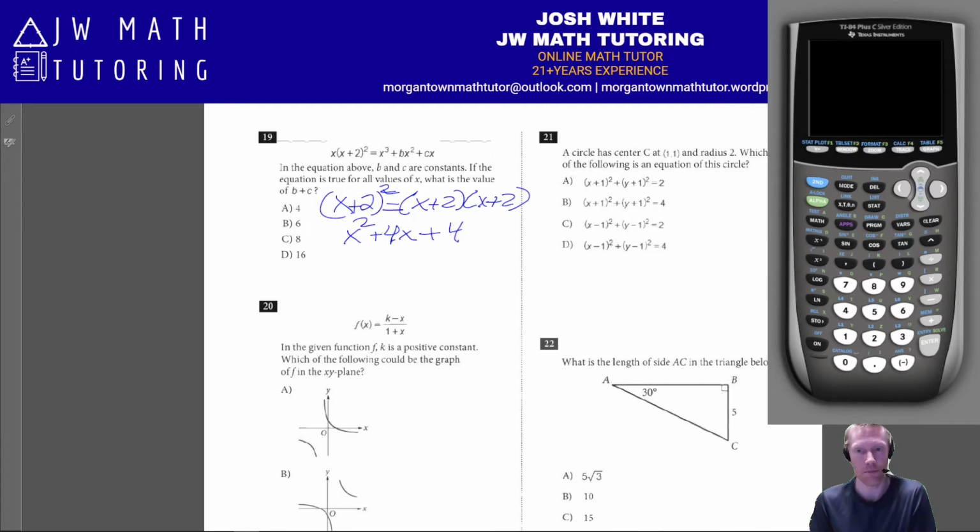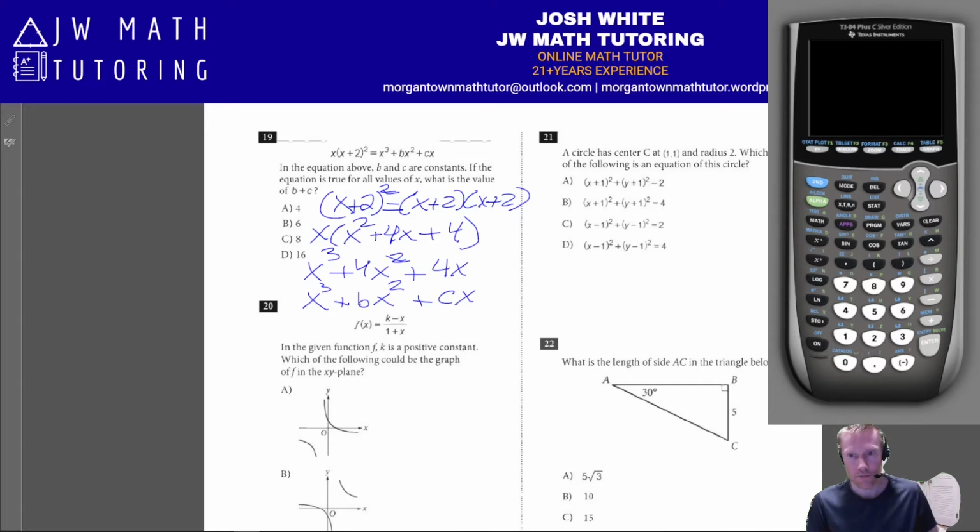Then all those terms are just multiplied by the x in front, so if you distribute that, you get x cubed plus 4x squared plus 4x. And now we just match, I'm just going to write it directly underneath it, x cubed plus bx squared plus cx. So now you can easily see b has to equal positive 4, c has to equal positive 4. Therefore, what's the value of b plus c? Well, it's just 4 plus 4, and it's going to equal 8. And that's it. You're just doing some multiplication.